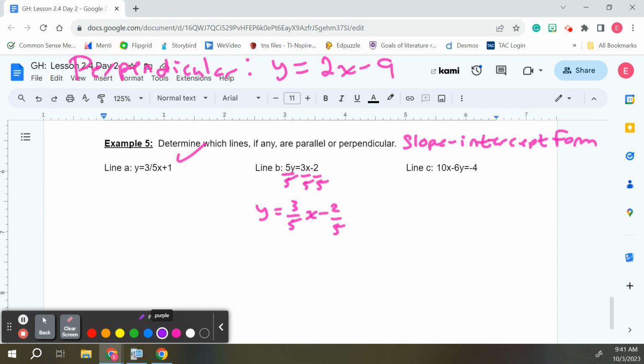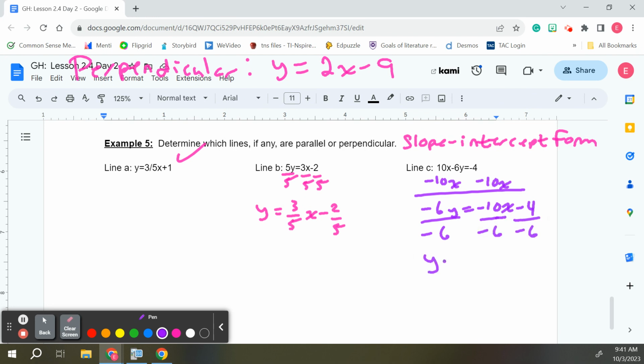Line C is in standard form, so I got to get it into slope-intercept form. So my first step is subtract the x from each side. This leaves us with negative 6y equals negative 10x minus 4. And divide everything by negative 6. So this will be y equals, reducing this will be positive 5/3x. And reducing that will be positive 2/3. So now the question here is, which ones are parallel and which ones are perpendicular?